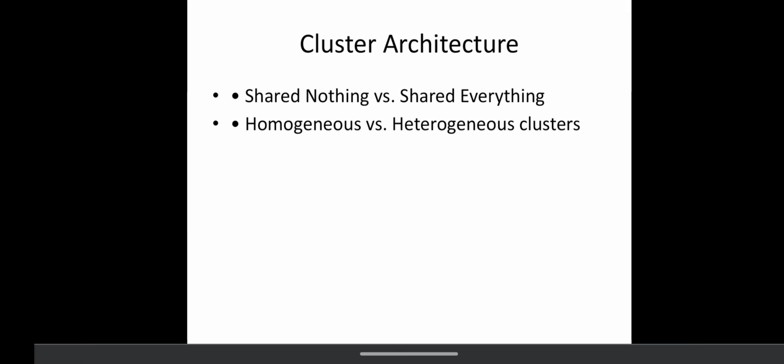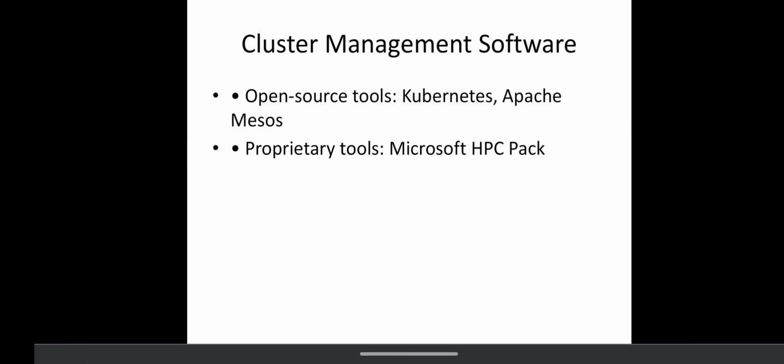Cluster architecture: shared nothing versus shared everything. It can be shared nothing, or we can share everything in the cluster architecture. Homogeneous and heterogeneous systems: it can be used in homogeneous and heterogeneous clusters.